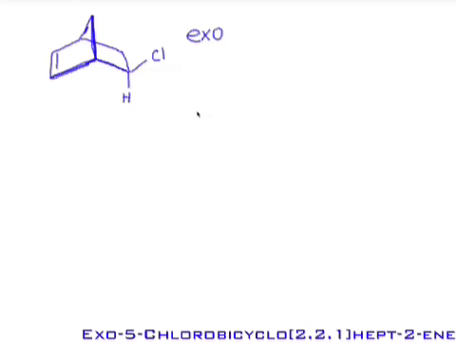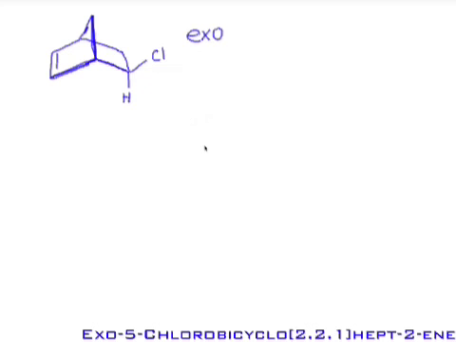How would you name something like this? Well, just like if you had cyclohexane with a chloro substituent, you name cyclohexane in the root, and the chloro comes up front as a prefix. So you'd say 1-chlorocyclohexane, for example. In naming this molecule, you do the same thing.